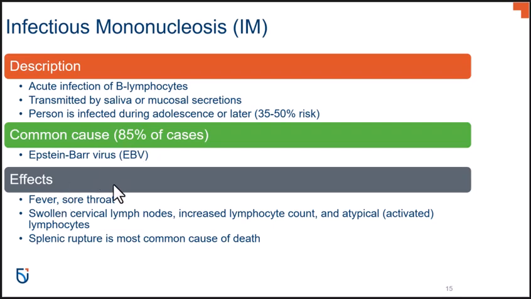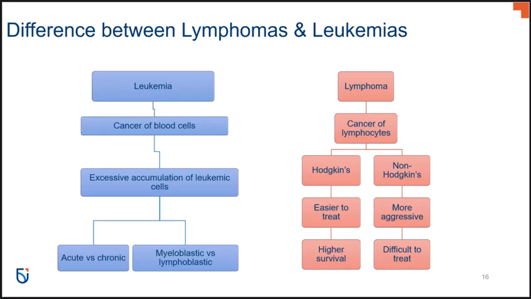Clinical manifestations include fever, sore throat, effects on the lymphatic system, including swollen cervical lymph nodes. We know that there would be an increased lymphocyte count, and there would also be an increase in the number of atypical lymphocytes. Because this condition does involve proliferation within the lymphoid tissue, for example, within the spleen, it could, in rare cases, lead to splenic rupture, but that would be unlikely to occur.